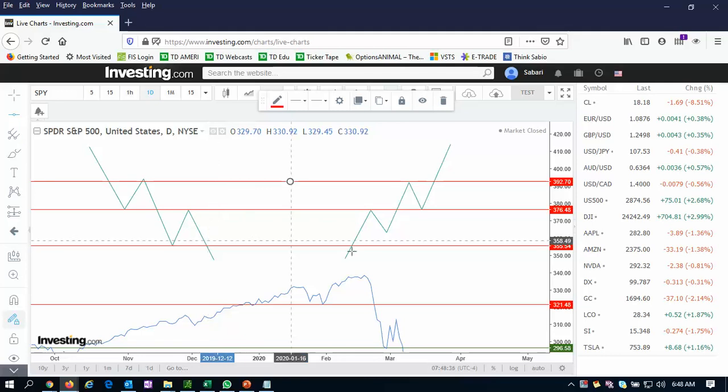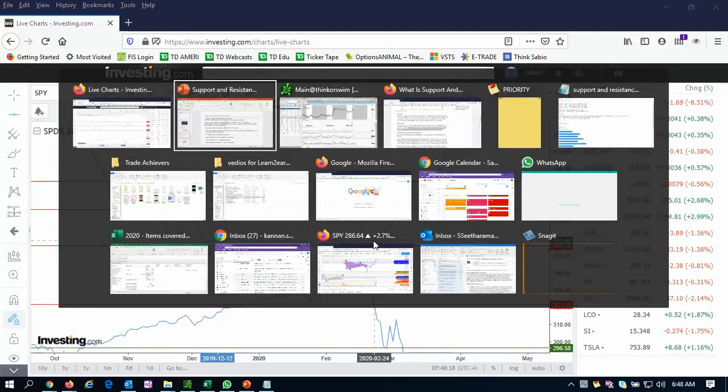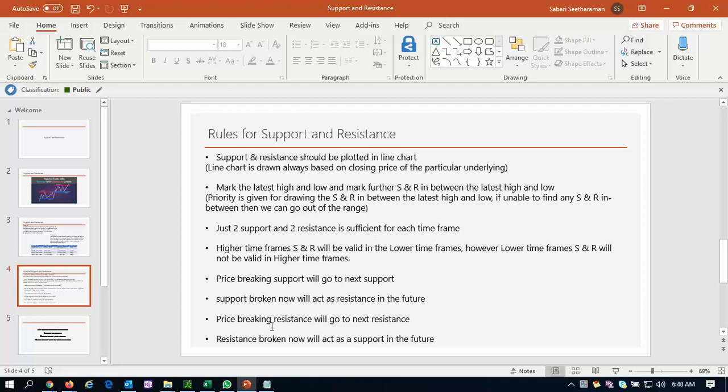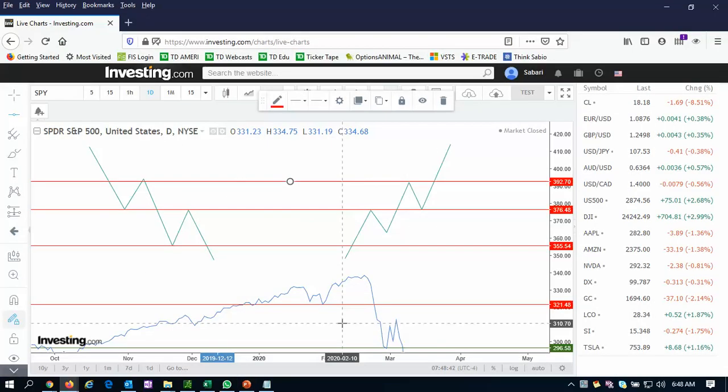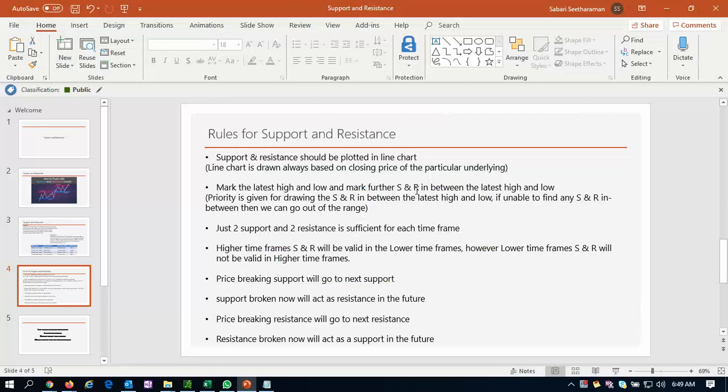Similarly, for resistance, price breaking resistance will go to the next resistance. So it took the resistance and it goes to the next resistance. And the resistance line which was broken is now acting as support. That's how it will behave.